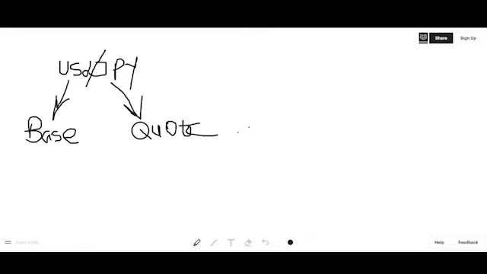If you're trying to do a task online and you are asked what the base currency is, and you see something like this, always know that the currency on the left is the base, and the currency on the right is the quote currency. Okay, so let's move on.